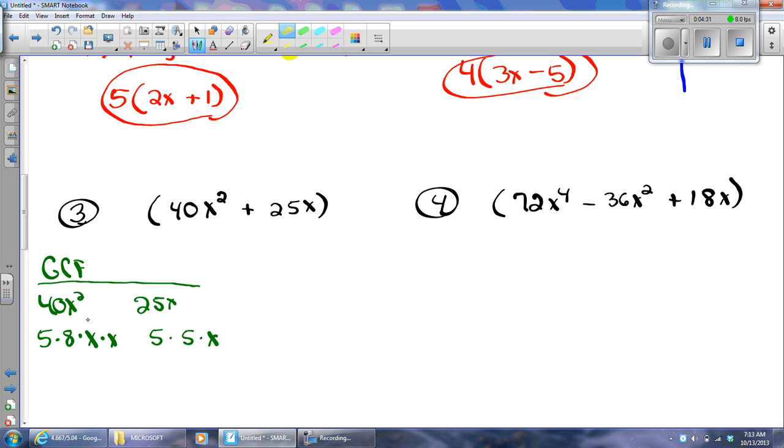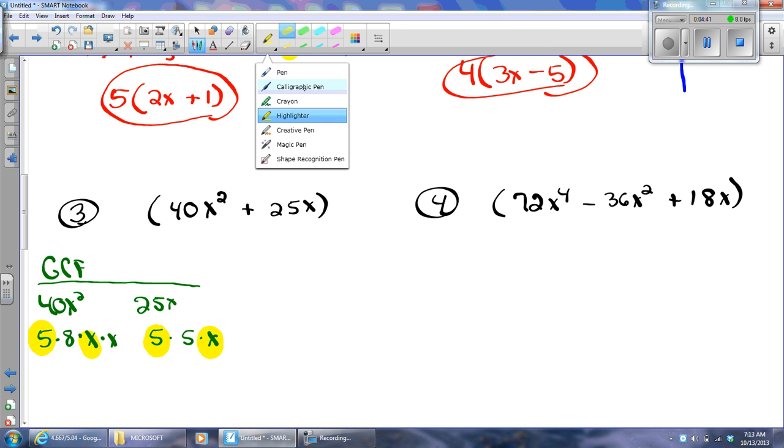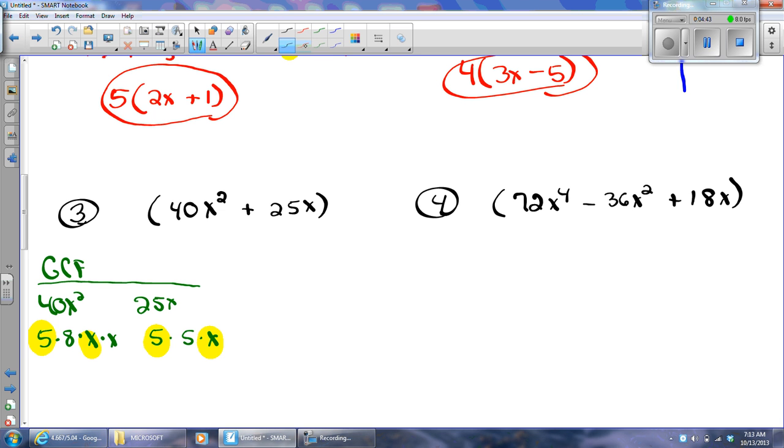All right, so it looks like I'm going to have a 5 common to both, and I also have an x common to both. So what I'm doing is dividing both terms by 5x, by the GCF. Now remember, when I do that, the GCF ends up out front. Okay, 40 divided by 5 is 8. X squared divided by x, x. 25 divided by 5 is 5. X divided by x, cancel.